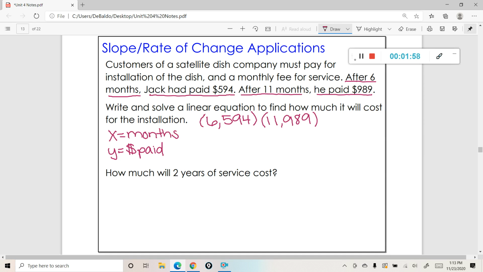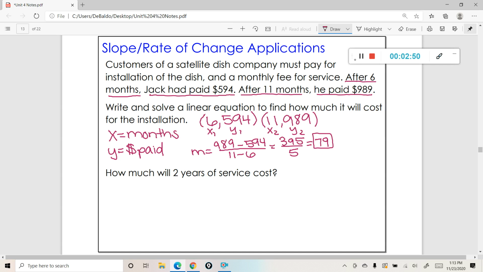So think about what we've learned in this unit and think about how we can construct a linear equation given 2 points. There's a couple different ways. I'm going to start by using our slope formula. Remember, we are going to relabel these as x1, y1 and x2, y2. And let's determine the slope. M equals 989 minus 594 divided by 11 minus 6. If we simplify that down, that will simplify to 395 over 5, which simplifies to 79. This represents the slope of our line. Now, that's not the answer, that's just the slope.